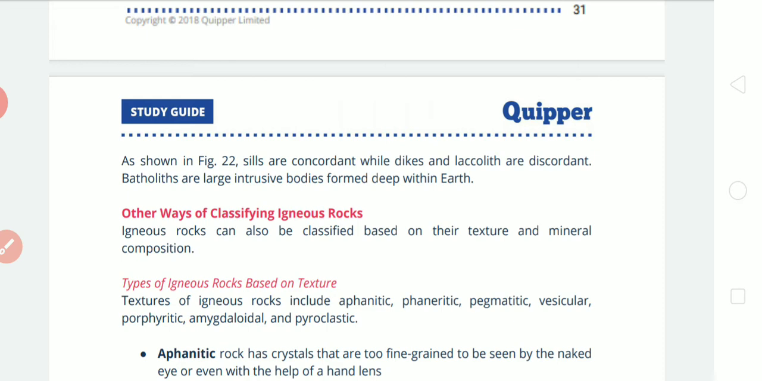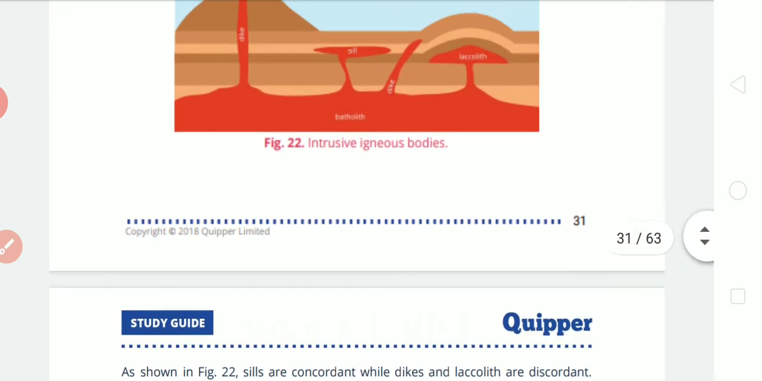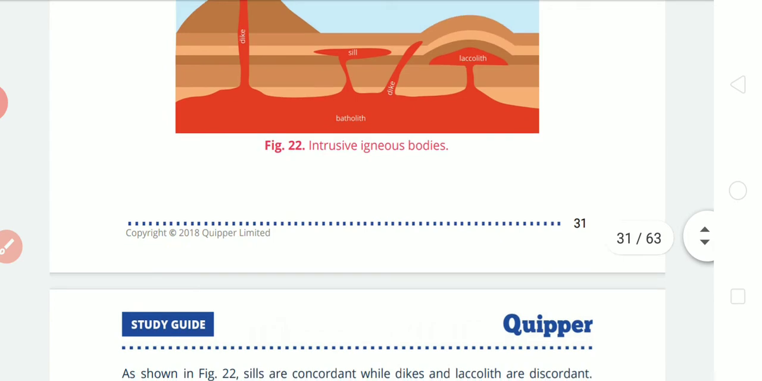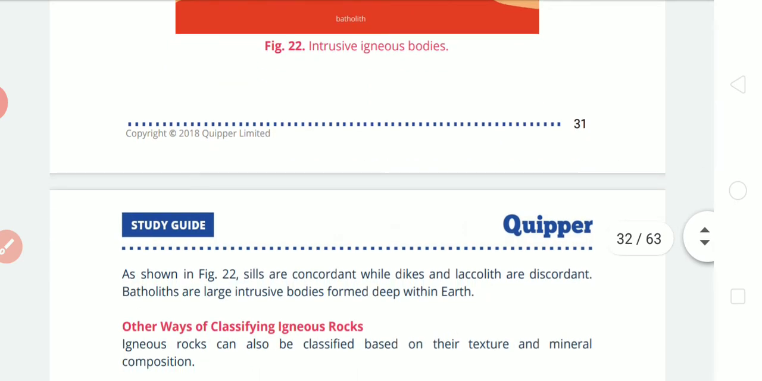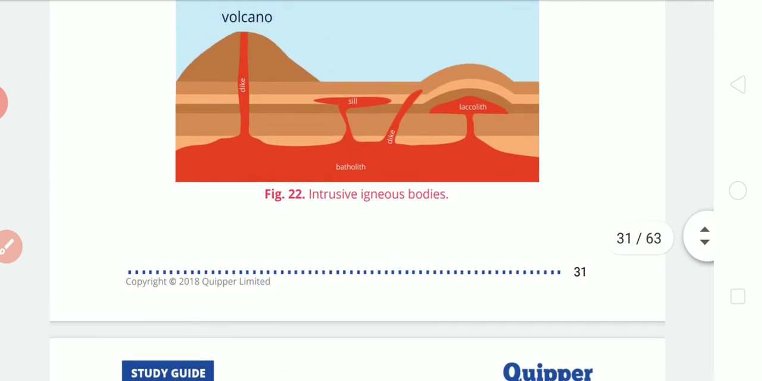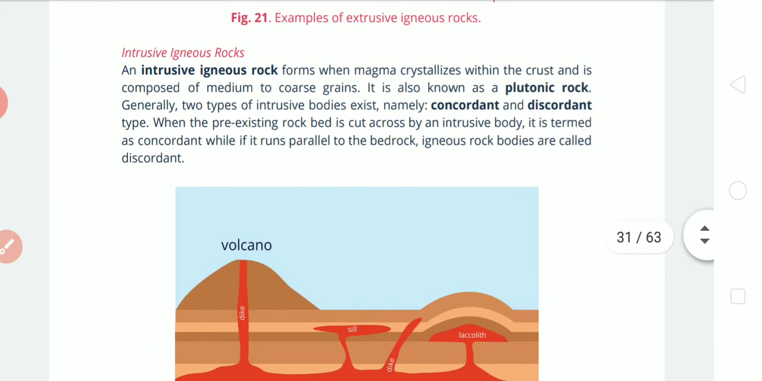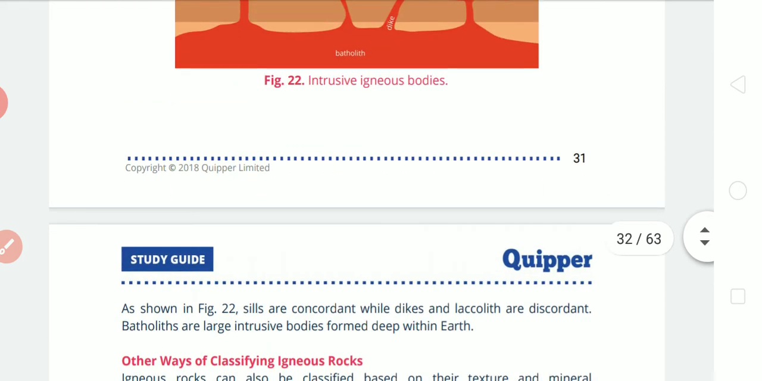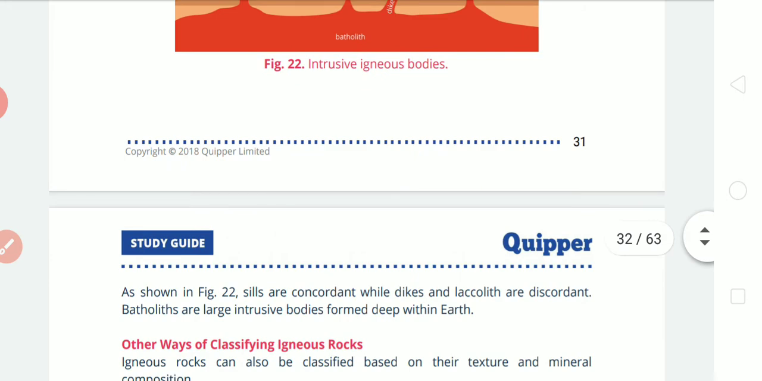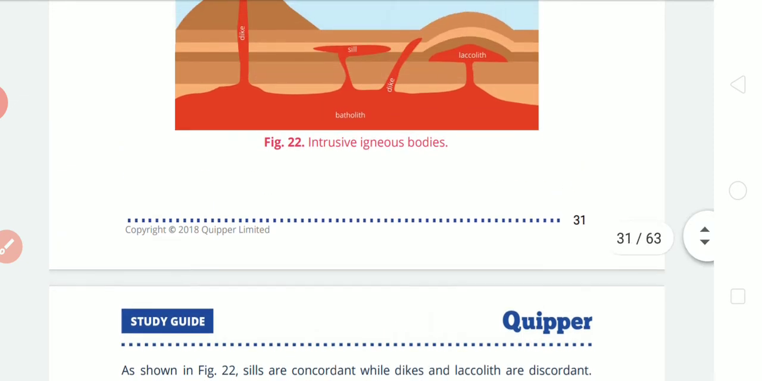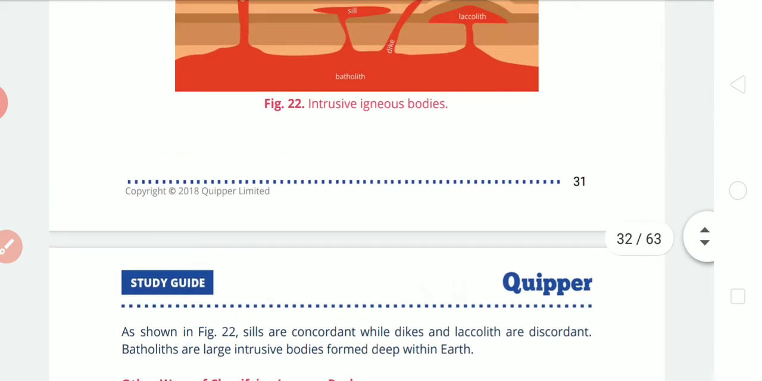So here, sills are concordant, while dikes and laccoliths are discordant. Batholiths are large intrusive bodies formed within the earth.